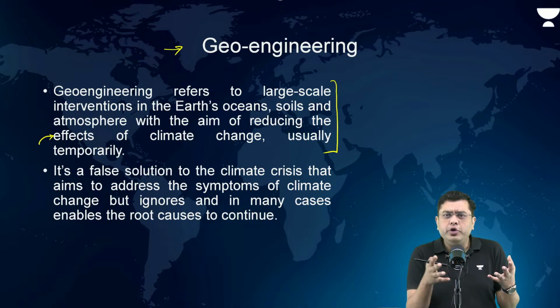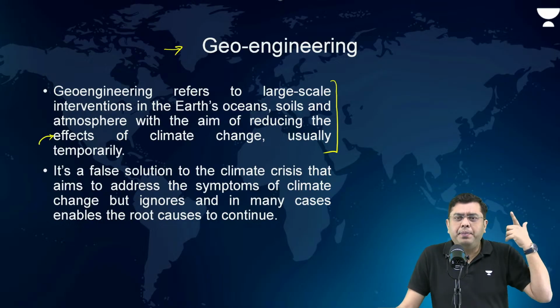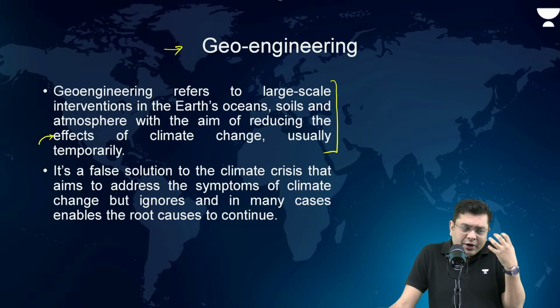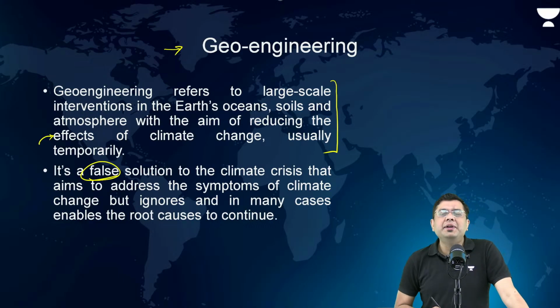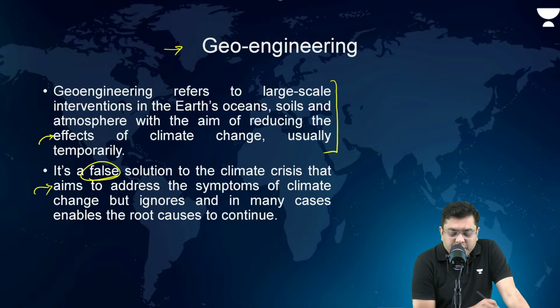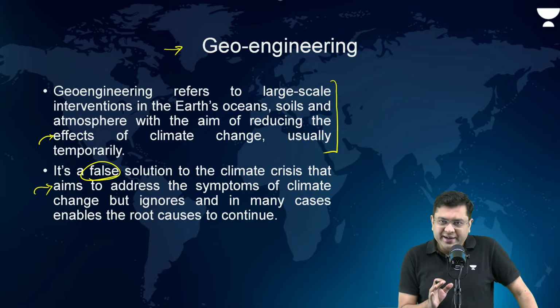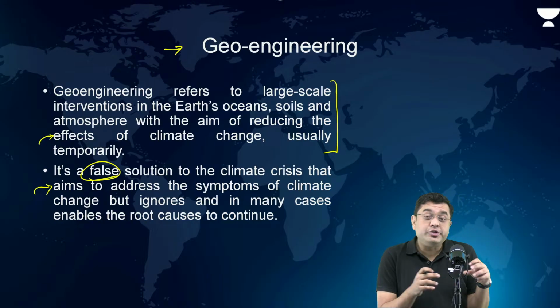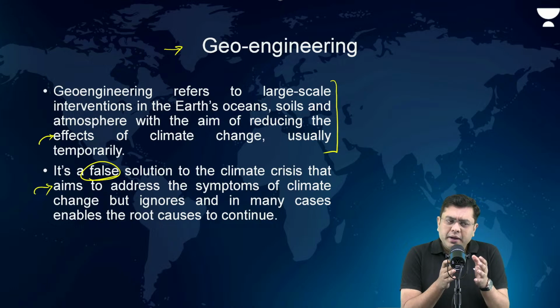Obviously, as I told you, let's suppose placing large mirrors in space can never be a permanent solution, can it? It can only be a temporary solution. Then, it is a false solution to the climate crisis that aims to address only the symptoms of climate change. Now, this is for your understanding. This is not something that needs to be directly and crudely replicated in the answer paper.